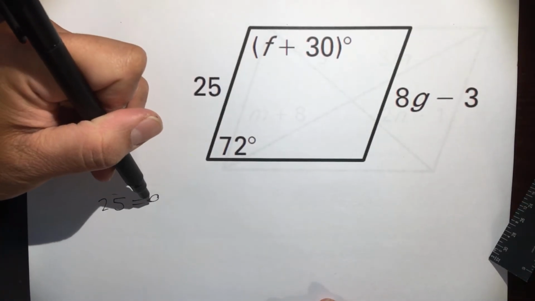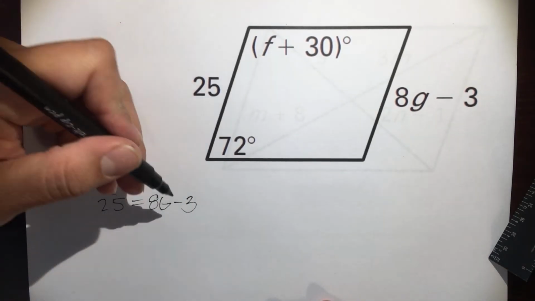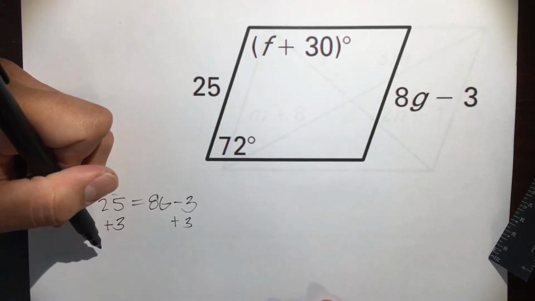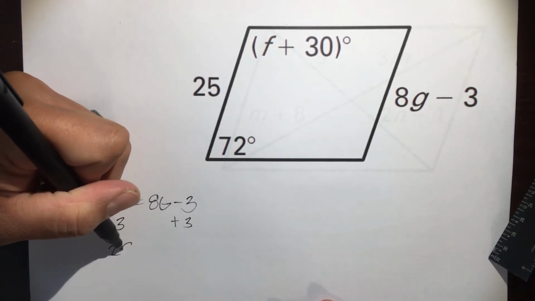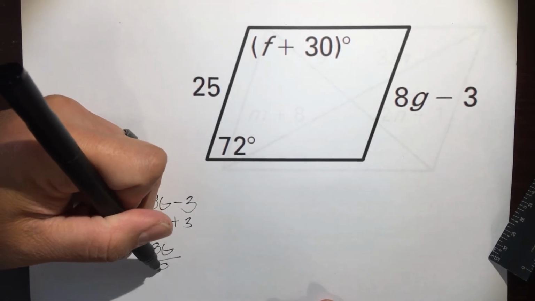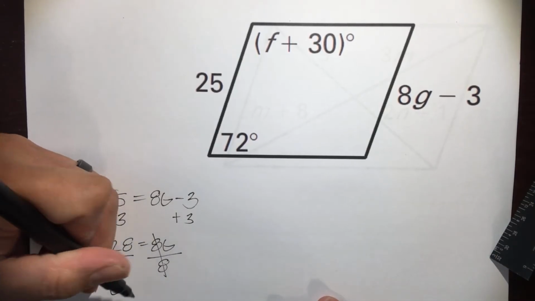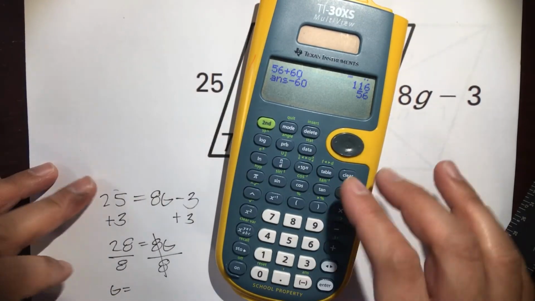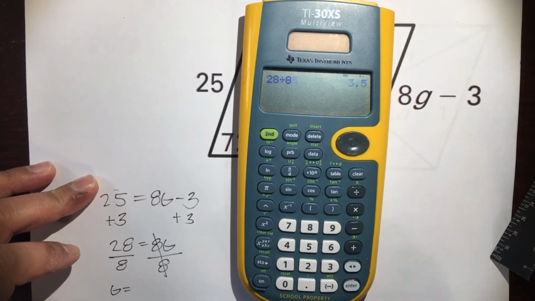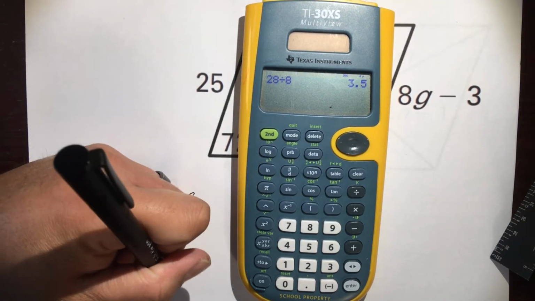So 25 is equal to 8g minus 3, and we're going to add 3 to both sides. 25 plus 3 is 28, equal to 8g. We might get a decimal. These 8's cancel out. g is equal to, because I'm not feeling confident today, I'm going to grab my calculator, 28 divided by 8, and g is 3.5 units.